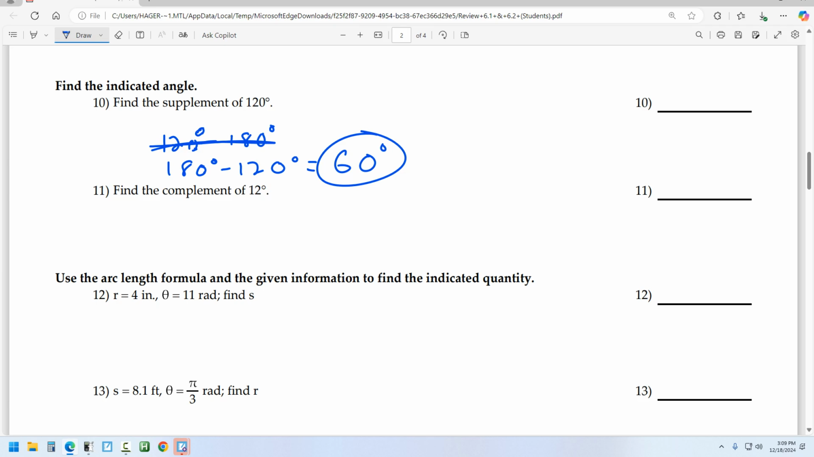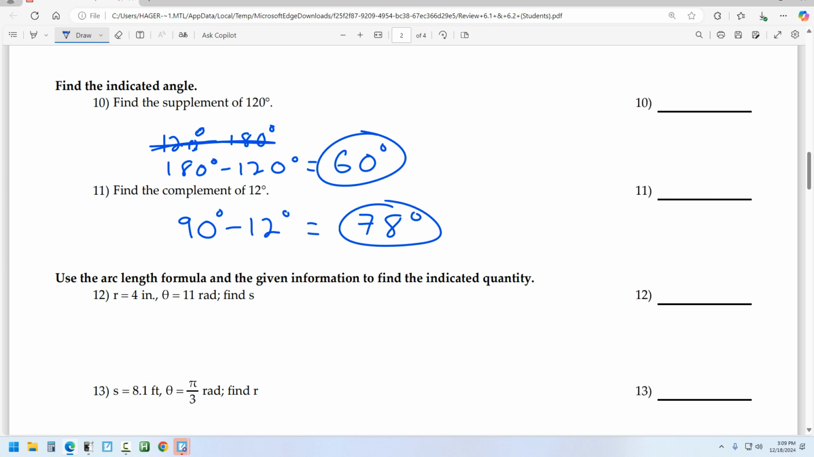How would you find the complement? So that's when they add up to 90. So 90 minus 12? 90 minus 12. And that would give you a complement of 78. Yep. That's how you find complements and supplements.